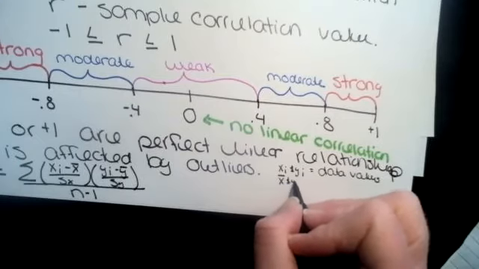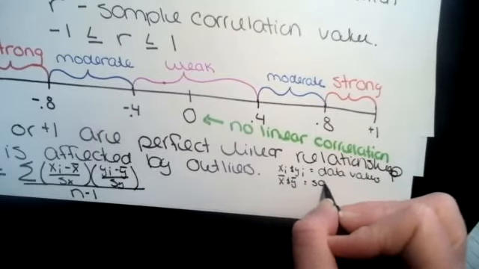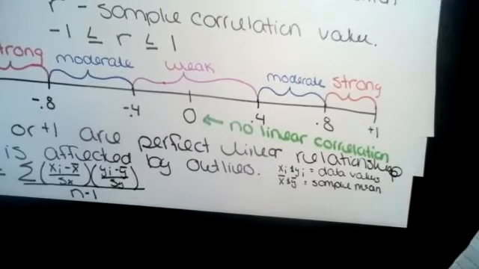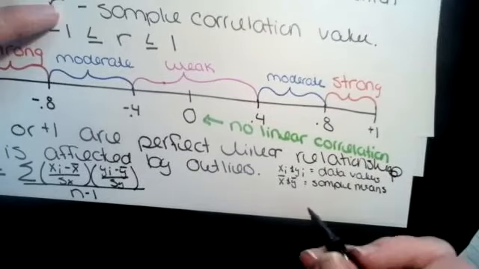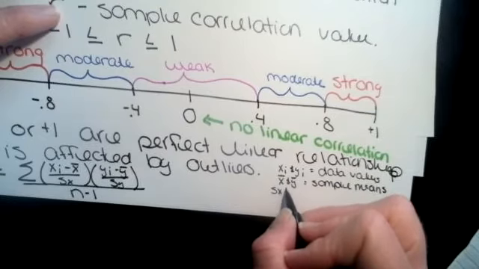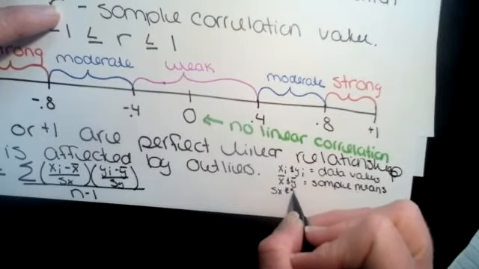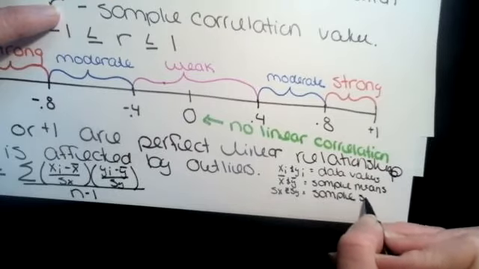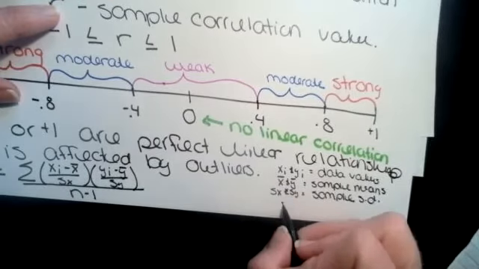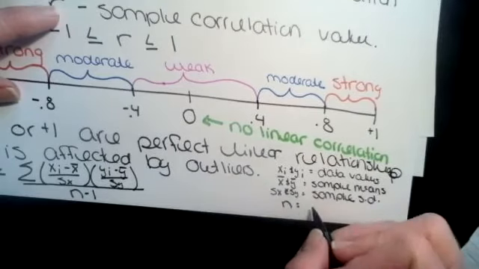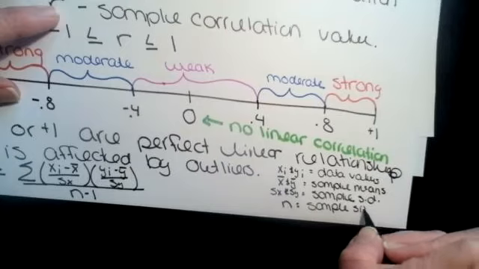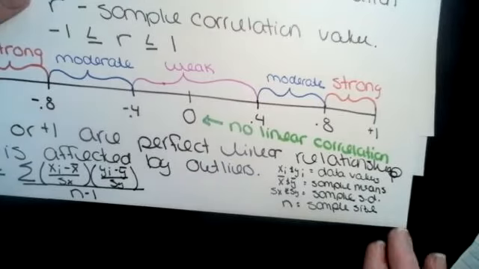X bar and Y bar, those are the sample means. It's just I have a mean for my X's and I have a mean for my Y. And then same thing for SX and SY. Those are my sample standard deviations. And then N, of course, is the number in my sample, my sample size. Nothing changes there.